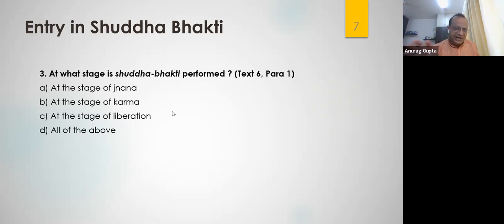Once we understand that part, Prabhupada is writing in paragraph number 1: at what stage is Shuddha Bhakti performed? And Rakesh Ji gave this response: at the stage of liberation. That is a perfectly correct answer, no doubt about it. But the point is how to connect these questions and answers with the overarching theme of the verse, the text that we are reading. The theme of this text is how to associate with an advanced devotee.